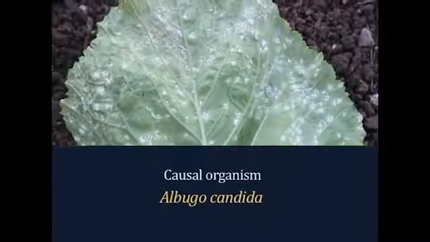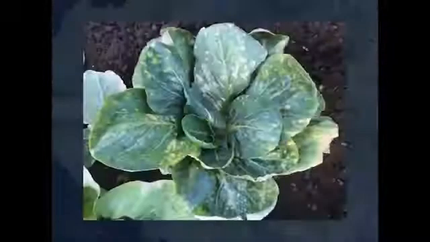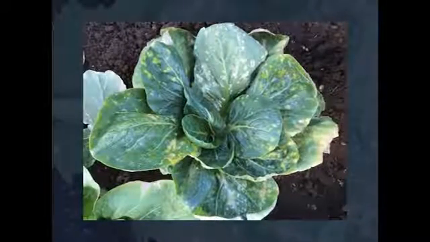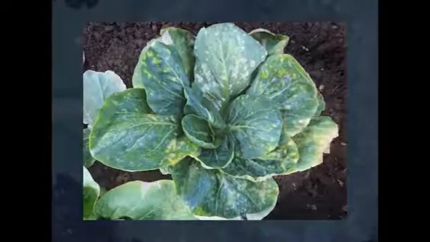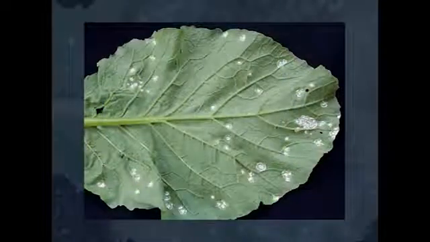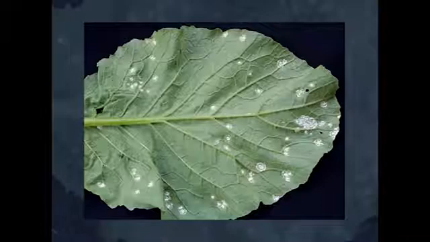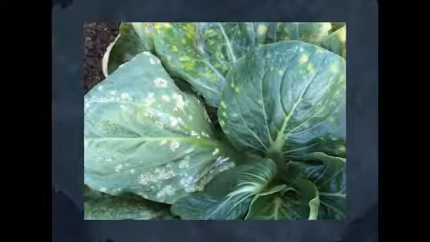It is caused by Albugo candida. Now let's see the symptoms of the disease. White rust affects every known cruciferous crop. Symptoms manifest as chlorotic or necrotic spots on the upper leaf surface. Later pustules form on the abaxial leaf surface, small stems and floral parts.